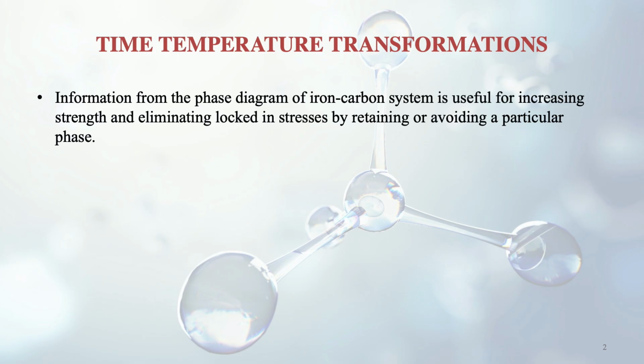So we start now. In this session we will discuss time temperature transformation first of all. So why do we need the time temperature transformation? We see that information from the phase diagram of the iron carbon system is useful for increasing the strength and eliminating locked in stresses by retaining or avoiding a particular phase. In that iron carbon diagram we studied the different phases like the austenite, the ferrite, the perlite and various other phases, cementite.